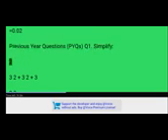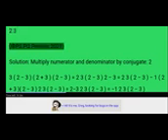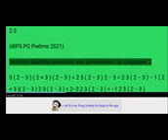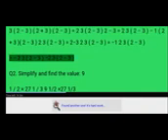Previous year questions, PYQs. Q1: Simplify (2√3)/(√2+√3) + ... IBPS PO Prelims 2021. Solution: multiply numerator and denominator by the conjugate, (√3 − √2)/(√3 − √2), and simplify.